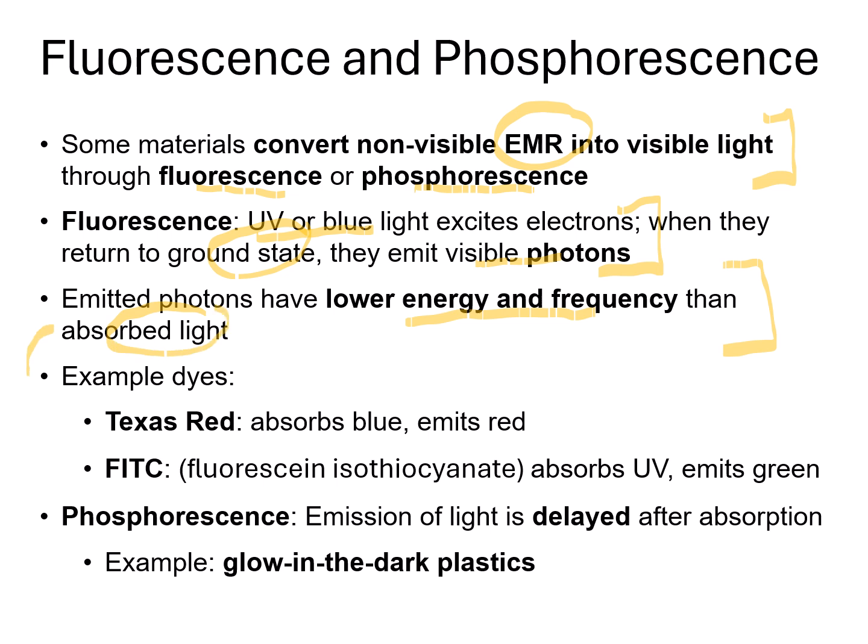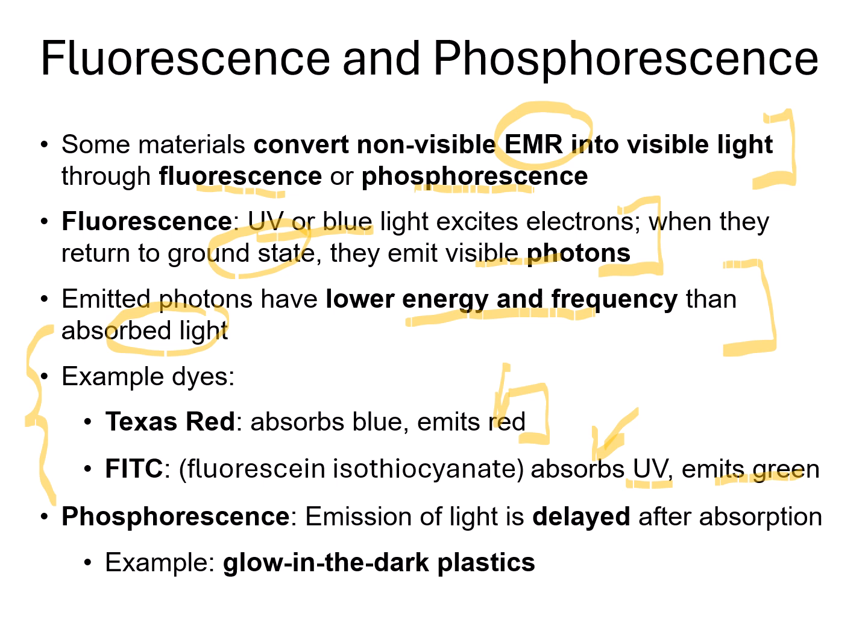And we take advantage of this in biology to visualize certain tissues or specimens or cells. So we have something called Texas red, for example, that absorbs blue and emits red light, a lower energy light compared to the blue. Or fluorescein isothiocyanate, which absorbs UV light and emits a lower energy green light.